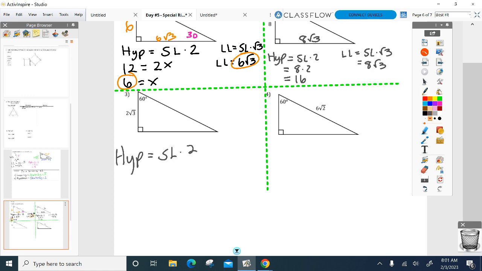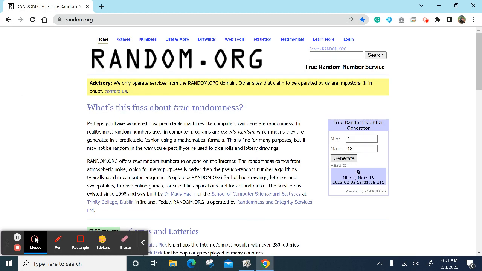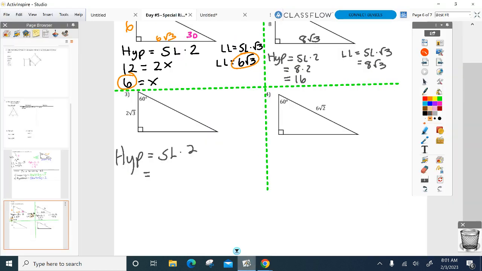Okay. Times 2. All right. Let me know what I'm multiplying here then. What's my shorter leg? All right. I'm not stopping there because I can go further. We talked about this yesterday. 2 radical 3 times 2. Anybody want to give that to me? Multiply your numbers. 4 radical 3. Yeah. Double it. 4 radical 3.